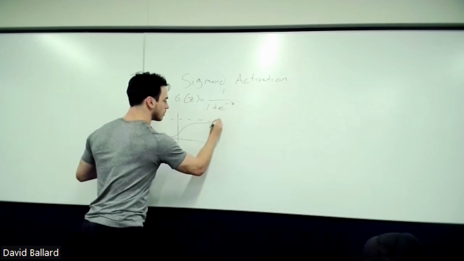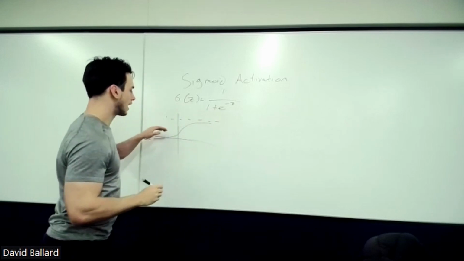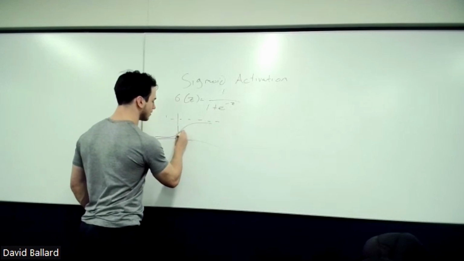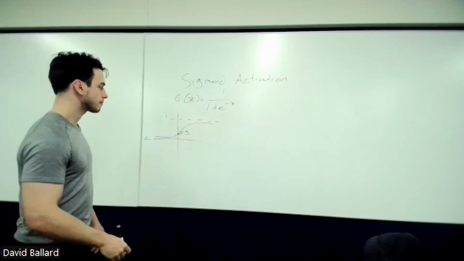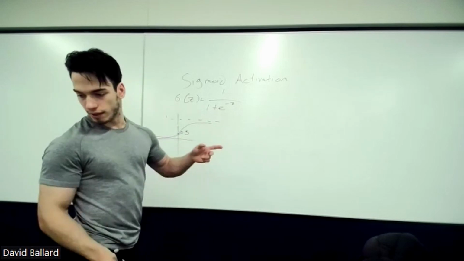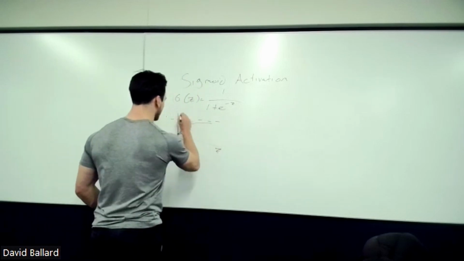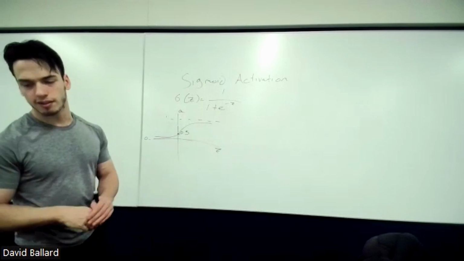This is your vertical asymptote. And this is not drawn to scale, but it'll hit here at 0.5. Okay. So, by the way, this is A. Okay. So this is one.